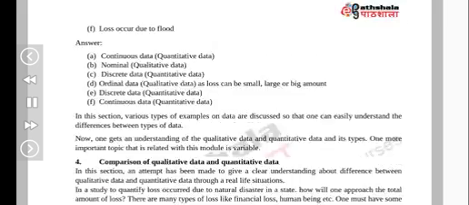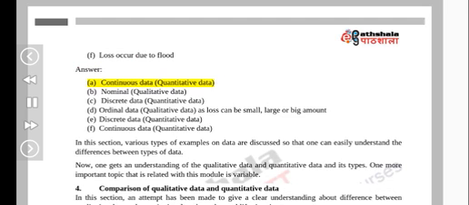F. Loss occur due to flood. Answer. A. Continuous data, quantitative data. B. Nominal, qualitative data. C. Discrete data, quantitative data. D. Ordinal data, qualitative data, as loss can be small, large or big amount.